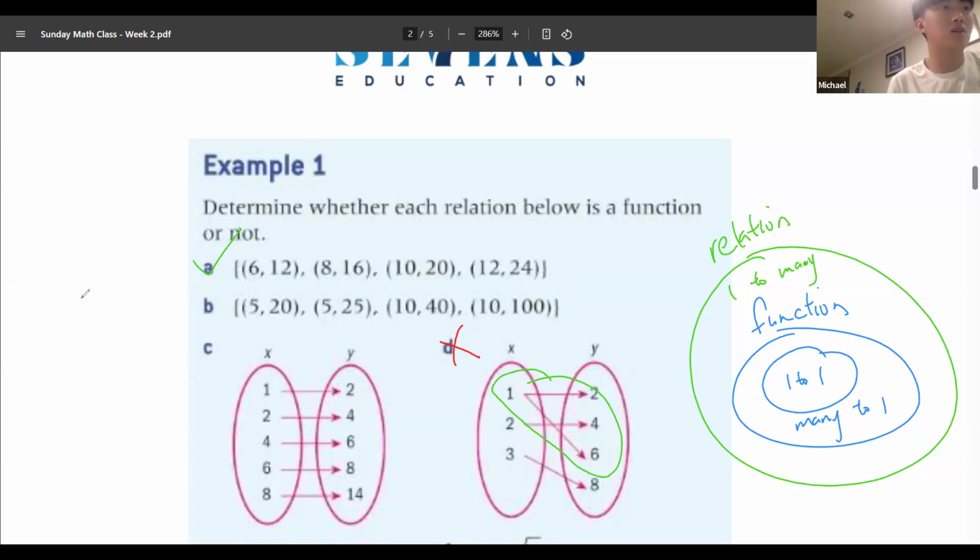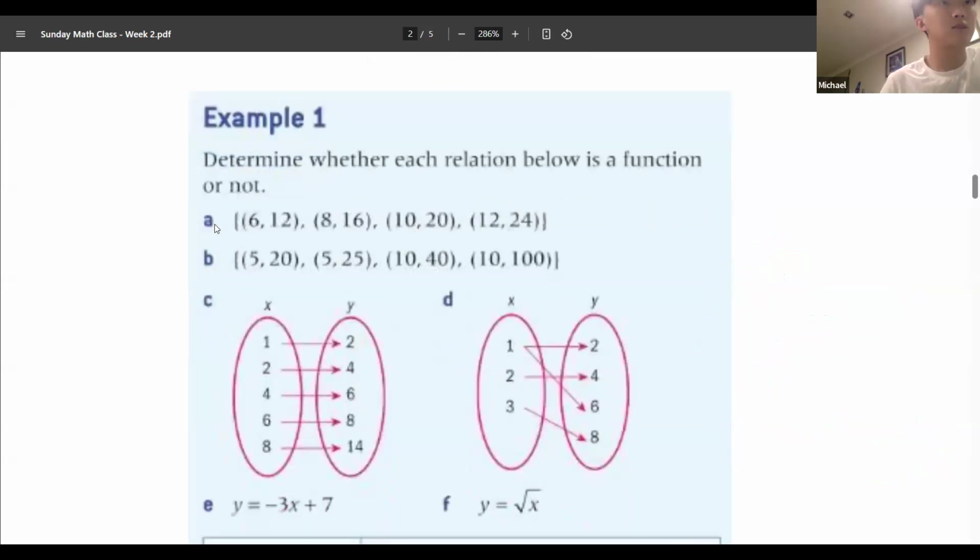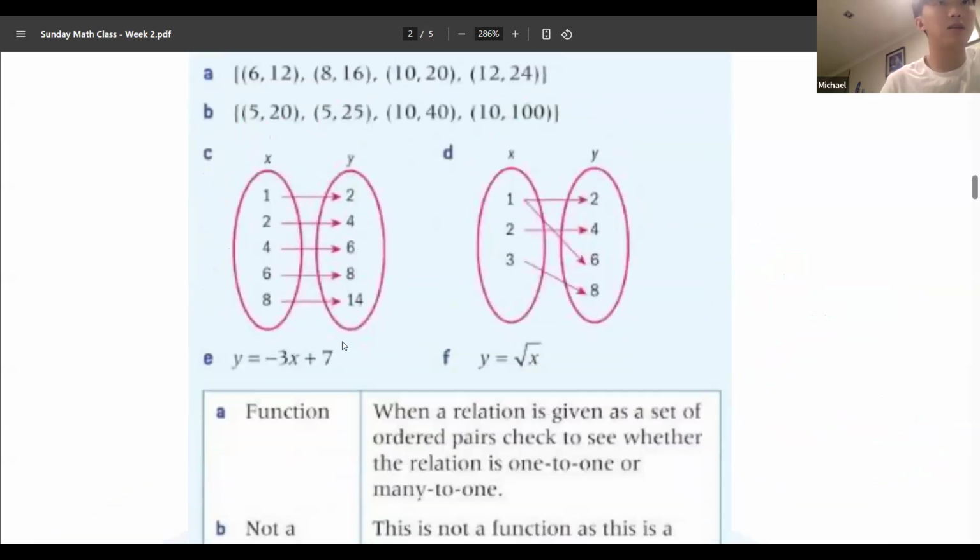What about C? C is yes. Yeah, easily yes. All right, we keep going. What about E and F?